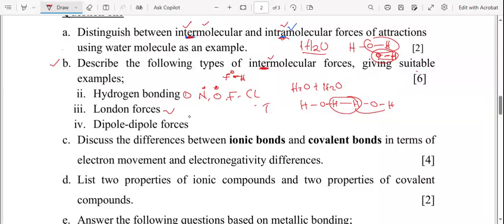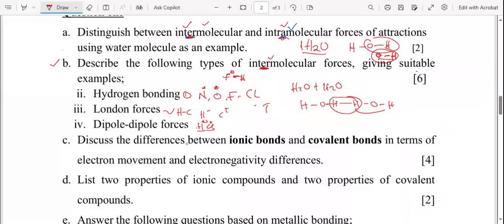Then for random forces, I said these are weak forces caused by temporary dipoles due to the movement, or withdrawing, of electrons. For example, this and this will remain with the negative and the positive there. So these are what we call random. They are not strong, they are weak. Dipole forces are very permanent. They are caused by the attraction between permanent dipoles like hydrochloric acid, in polar molecules with different charges. This is negative, this will be positive charged. Those are all dipole moments.